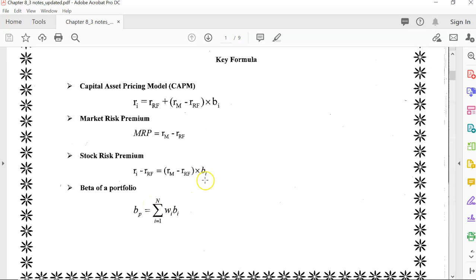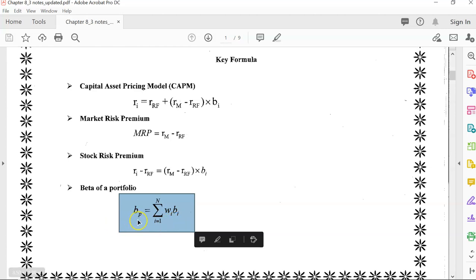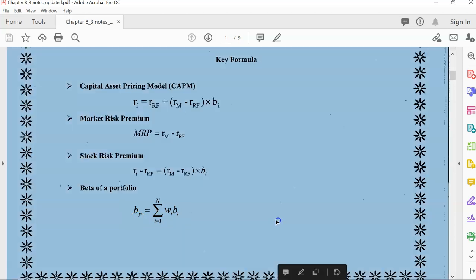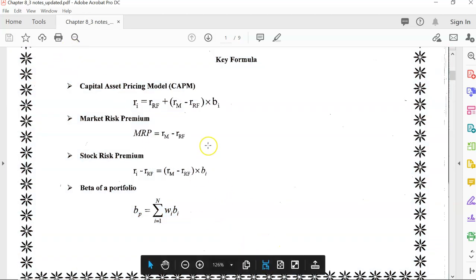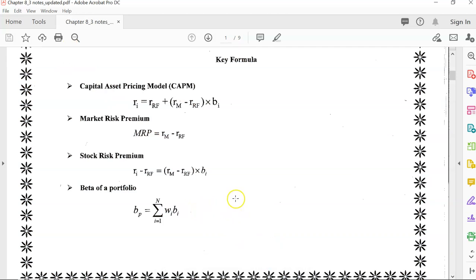This beta is defined as how much a stock contributes to the market risk. So using the market risk premium multiplied by beta, we can get the stock risk premium. The beta of a portfolio can be calculated as the weighted average of the betas of the stocks in the portfolio, called the portfolio beta. Taking a first look at these models and concepts, you might be a little confused, but we'll discuss them in detail in this lecture.